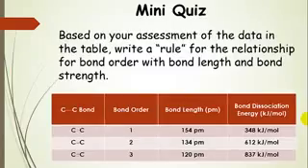If you haven't done it already, pause the presentation and look at this chart. And what I would like you to do is to come up with a rule for bond length with bond order and bond strength with bond order. So remember, the bond strength relates to the bond dissociation energy that you see in the last column. So pause the presentation and try to write a couple of rules.